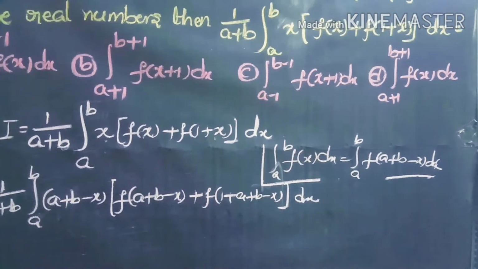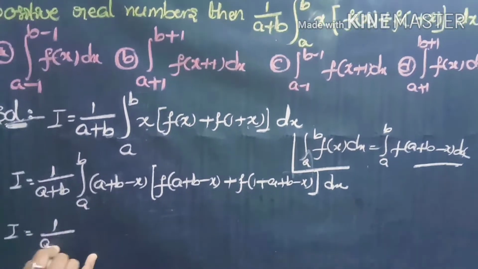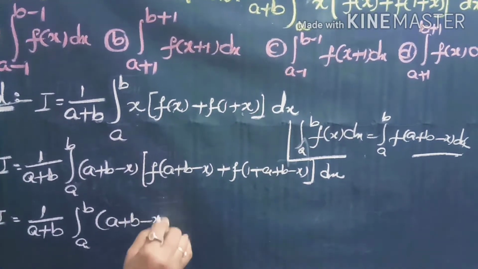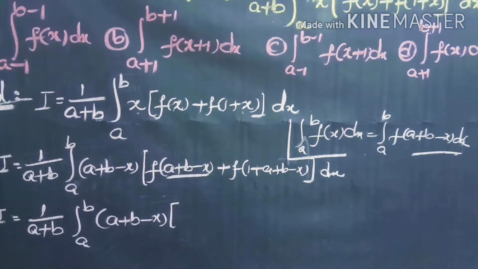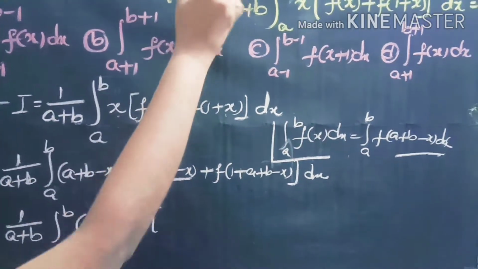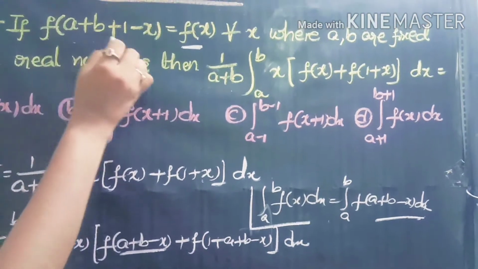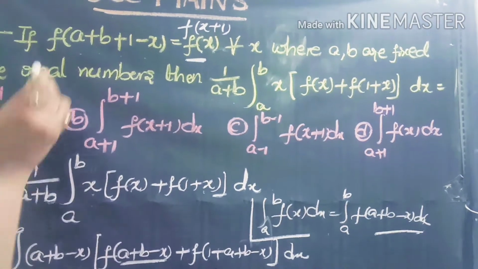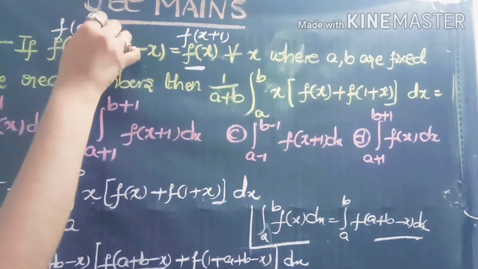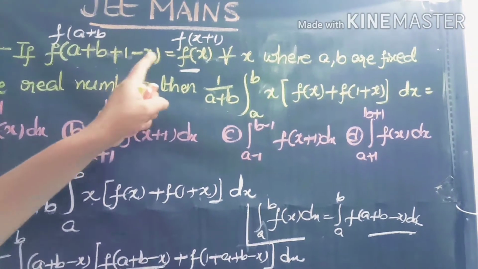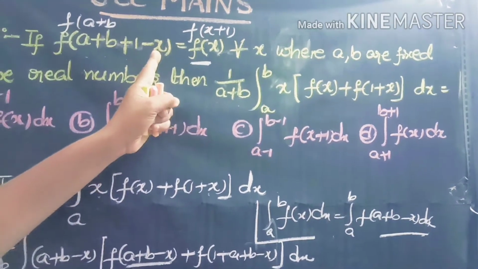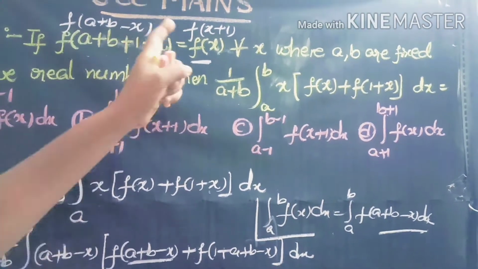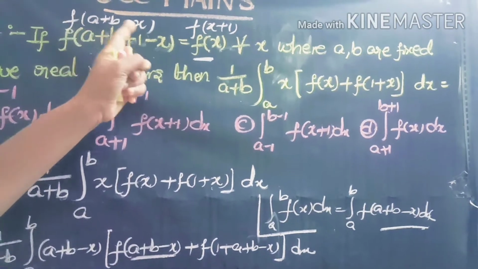into dx. Now this gives I = 1/(a+b) times the integral from a to b of (a + b - x) times f(a + b - x). So f(a + b - x) is nothing but, here we have the value of f(x). f(x) is equal to f(a + b + 1 - x). Now we are finding the value of f(x + 1). What is the f(x + 1) value? f(a + b + 1 - x): in place of x we take x + 1, then what does it return? 1 - x - 1, which returns only -x. That is, the value of f(x + 1) is equal to f(a + b - x).